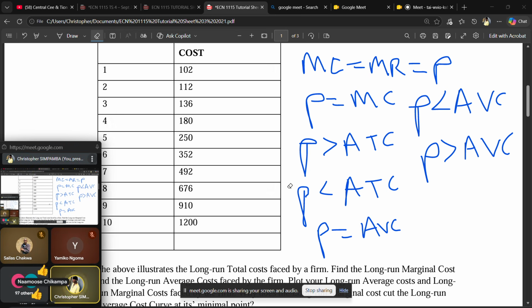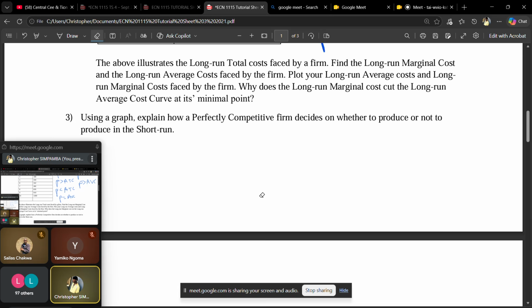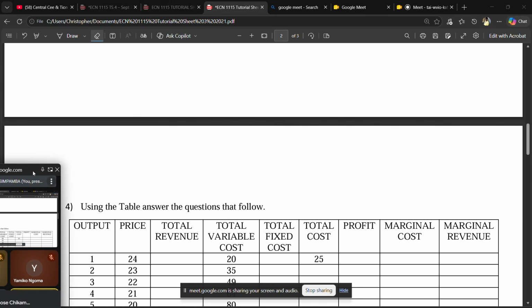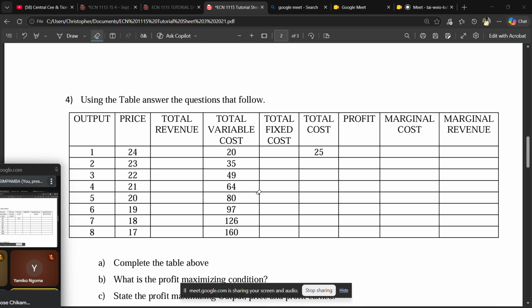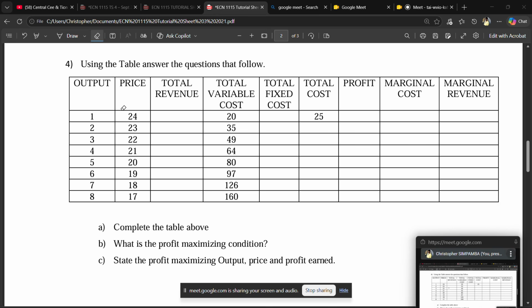Okay, I believe you understand. Then let's move on. So that is that. There's nothing complicated here. Okay, Question 4. Question 4 is saying, using the table, answer the questions that follow.